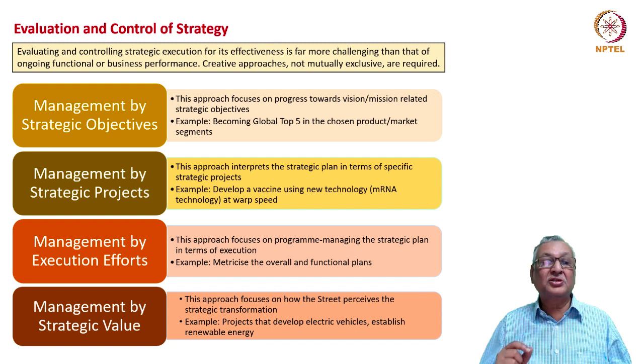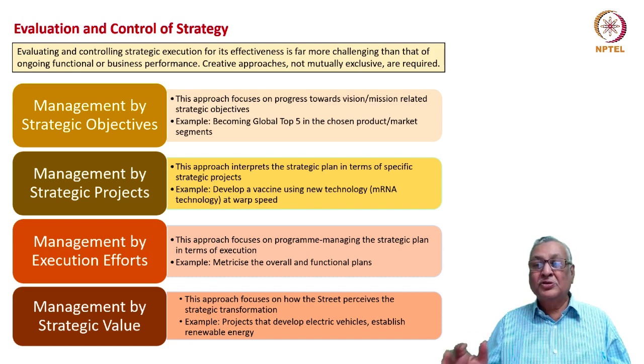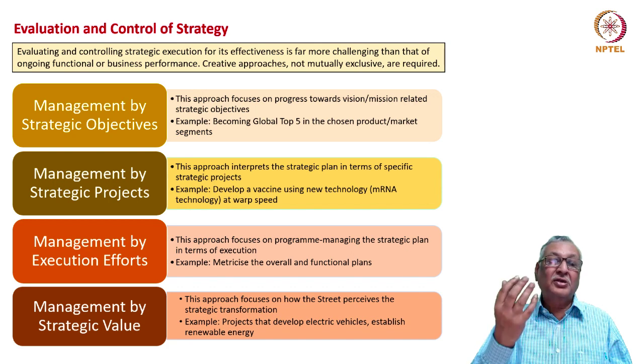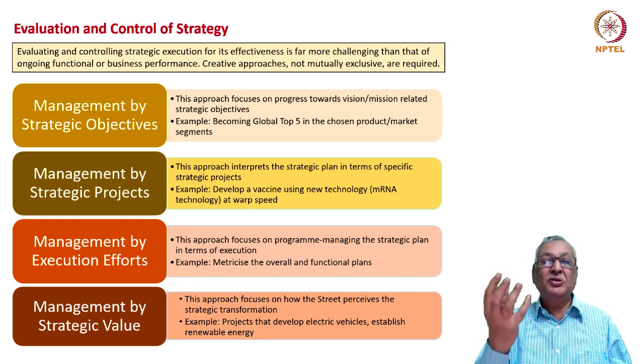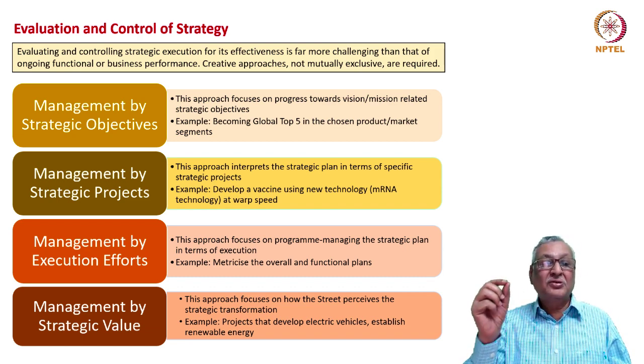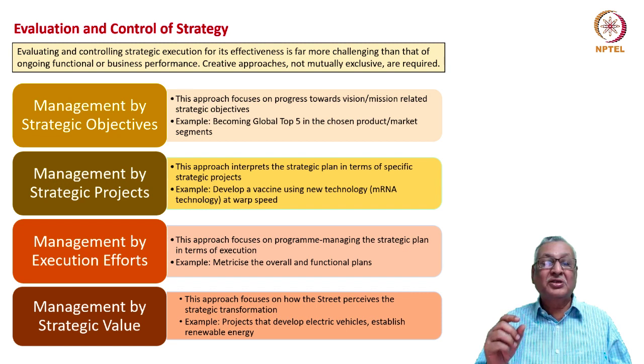One, managed by strategic objectives. That is, you look at progress towards vision mission related strategic objectives. That is, if the vision or the mission is to become global top 5 in the chosen product market segment, that should be the overarching objective which is visible to everybody. That's the strategic objective. Whatever the functional objectives are, they all must be linked to the strategic objective. That is the passion that should drive the organization.